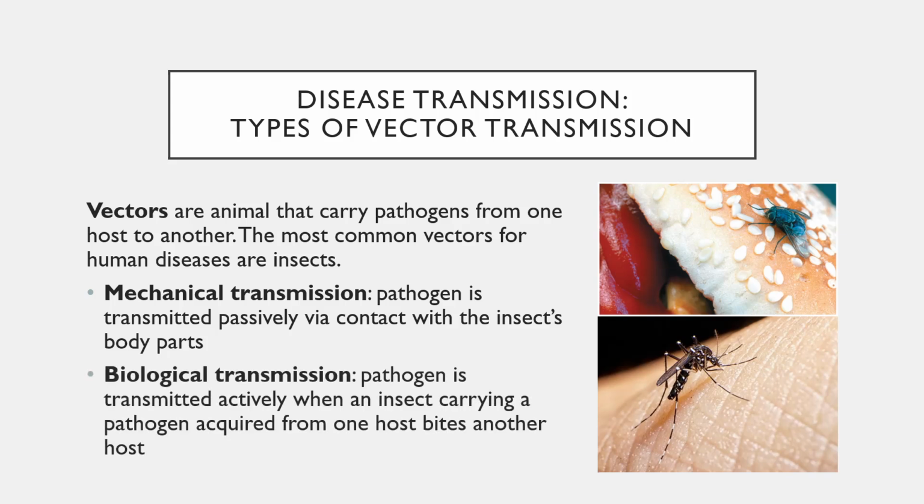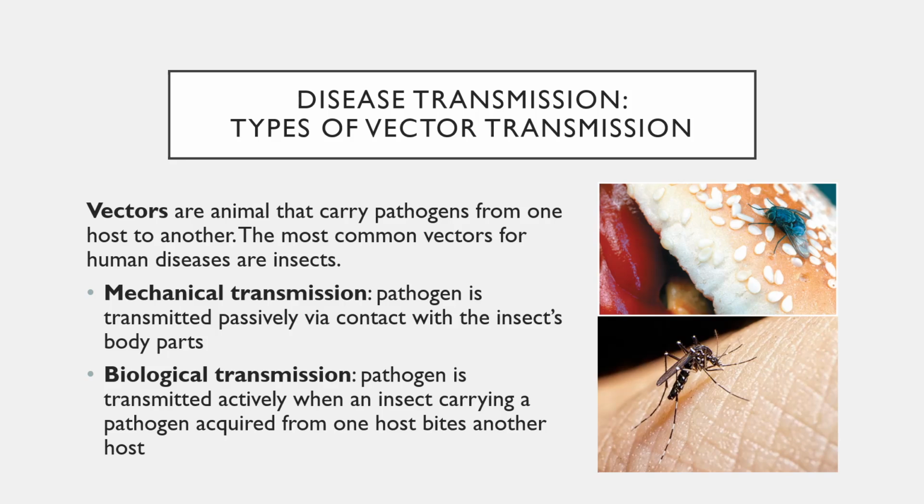Biological transmission is a type of vector transmission where the pathogen is transmitted actively when an insect that is carrying it bites one host and then picks up that pathogen and transfers it to another host. For example, when a mosquito bites a person and transmits malaria that it has picked up from another individual, this is an example of biological transmission.